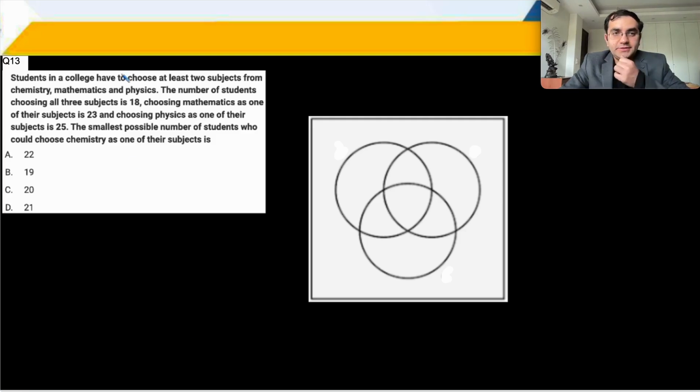This is a standard 3-set Venn diagram question. You might be intimidated by it initially because of maxima and minima, but actually it's very, very simple. So students in a college have to choose at least 2 subjects from chemistry, maths and physics. Let's have chemistry, maths and physics. At least 2 subjects means that none will become 0, and exactly 1, only chemistry, only maths, only physics will become 0. All 3 is 18, and choosing maths as one of their subjects is 23, right? So it means this whole thing is 23.